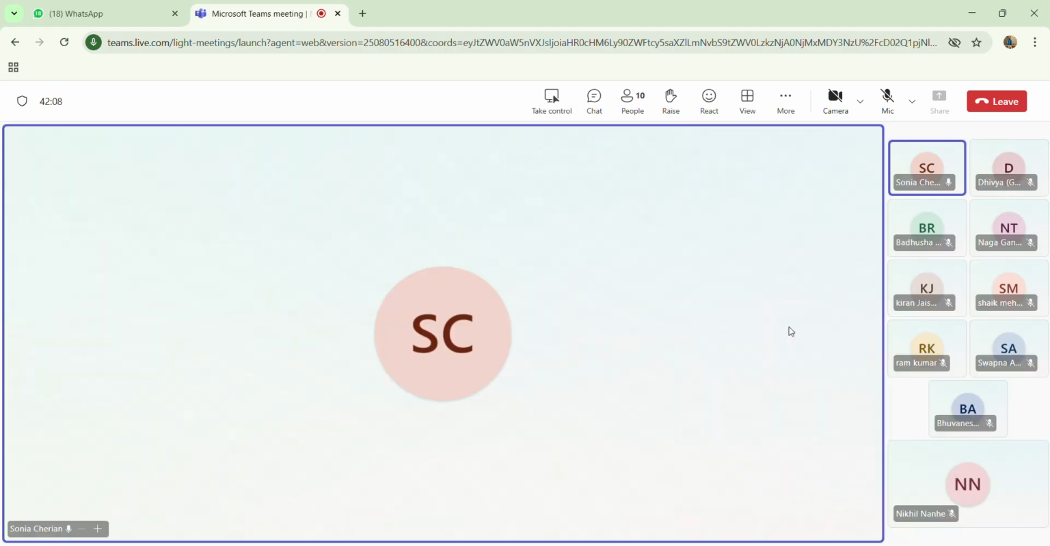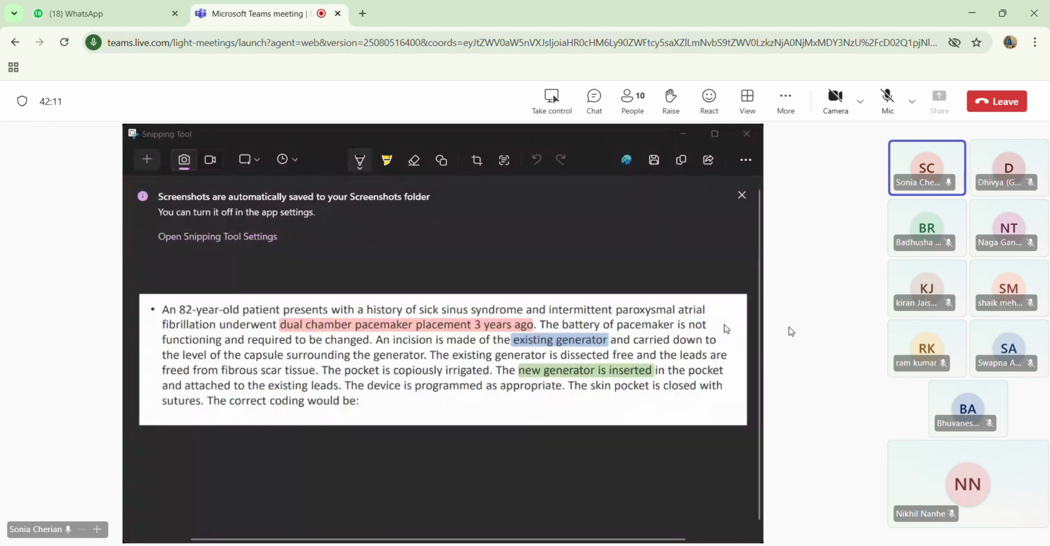An 82-year-old patient presents with a history of sick sinus syndrome and intermittent paroxysmal atrial fibrillation, who underwent dual chamber pacemaker placement 3 years ago. So now you can see that the patient has a dual chamber pacemaker, which was placed 3 years ago, right? So he already has one. The battery of the pacemaker is not functioning and required to be changed. So I think it has come to the end of life of the battery, or depleted battery, we can say.